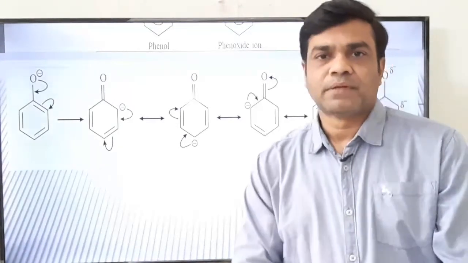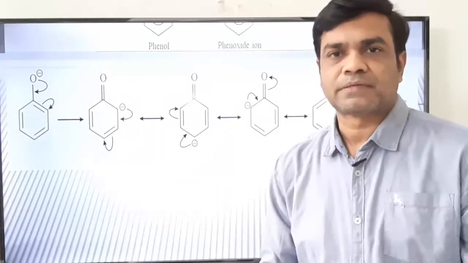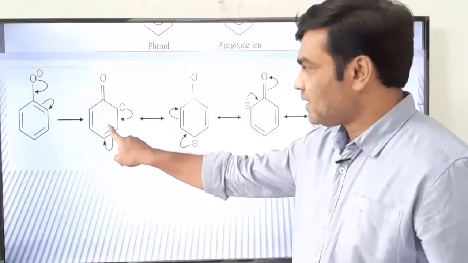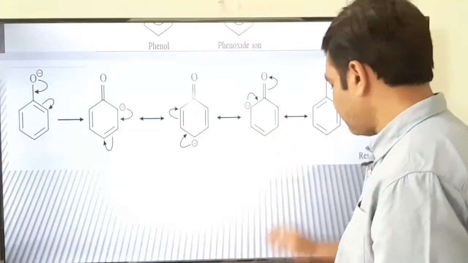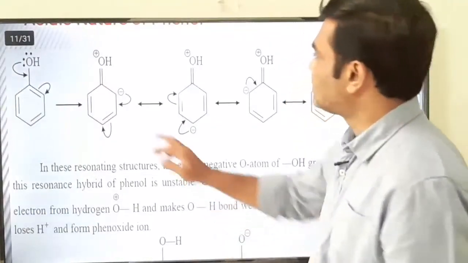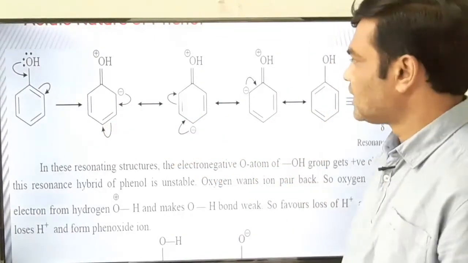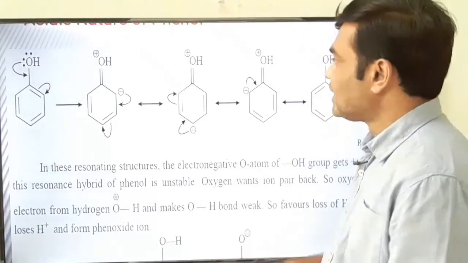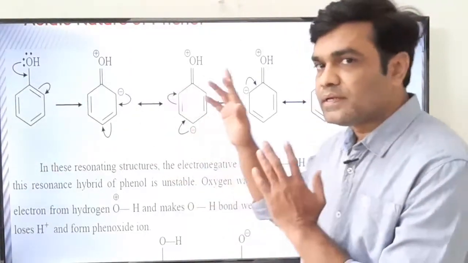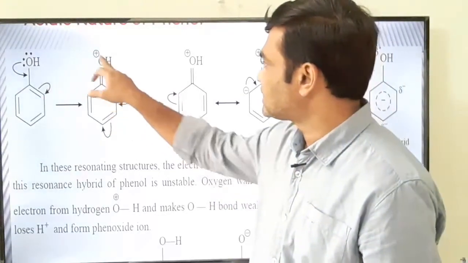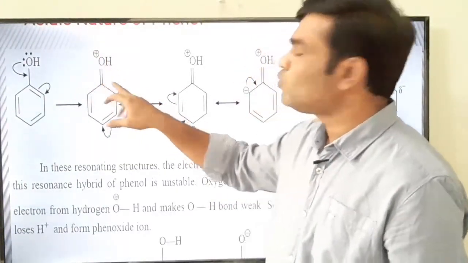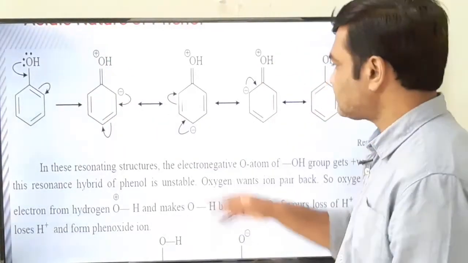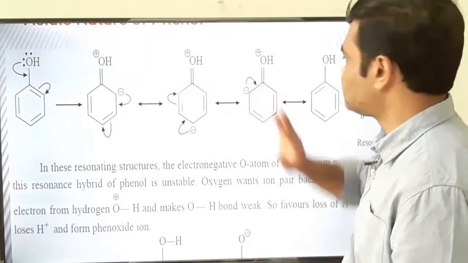In the resonating structures of phenol as well as phenoxide ion, you can see 3 resonating structures are obtained. These are the resonating structures of phenoxide ion, 1, 2, 3. And these are the resonating structures of phenol, 1, 2, 3. Now, which resonating structures are more stable? Let us see. Here, in the case of phenol, it is clear that in each resonating structure, 2 opposite ions are there. Negative charge as well as positive charge. See, here also same, here also same.